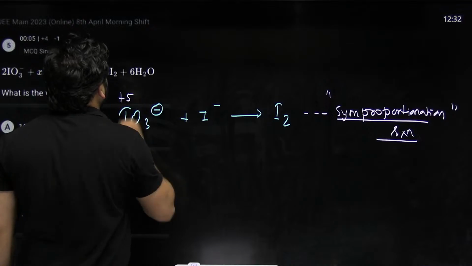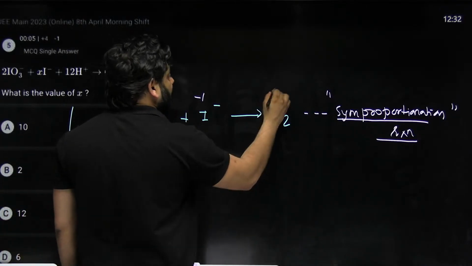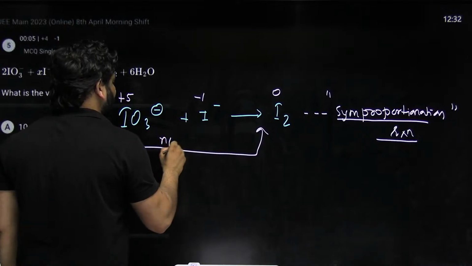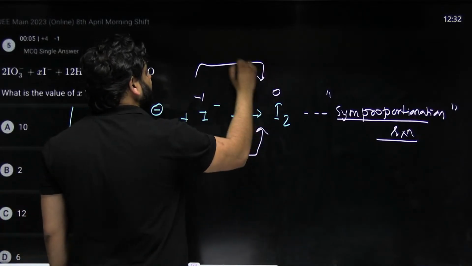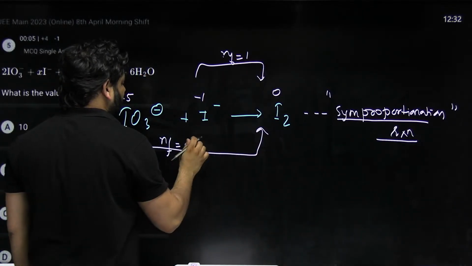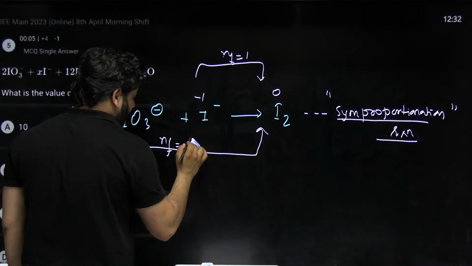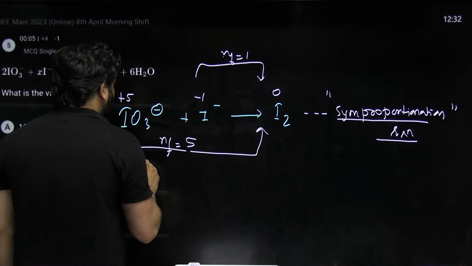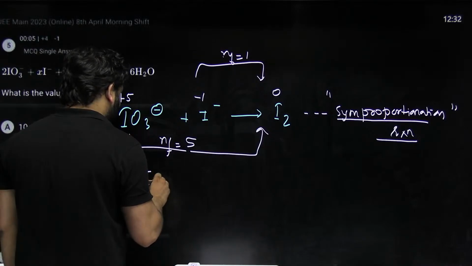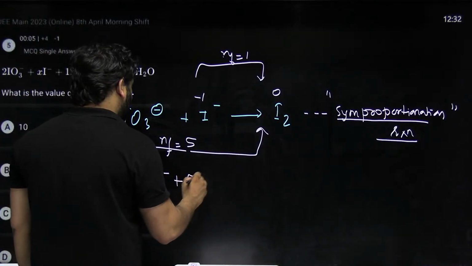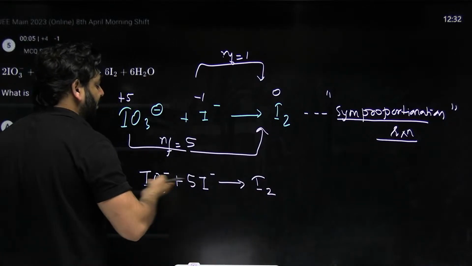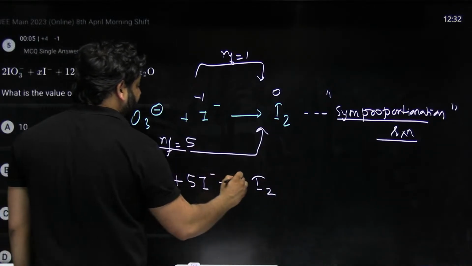Try to find out the oxidation states first, and this is 0, and find out the n factors. 5 to 0, the n factor is 5, and minus 1 to 0, the n factor is 1. Then cross multiply it. After cross multiplication, it will become what? IO3 minus, 5 I minus and then I2. Multiply I2 with a suitable number to make iodine equal on both sides. I think it is 3.